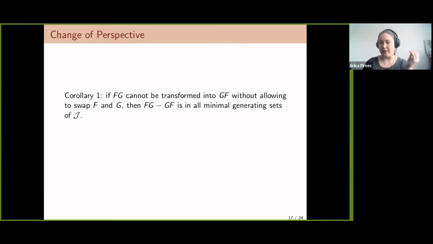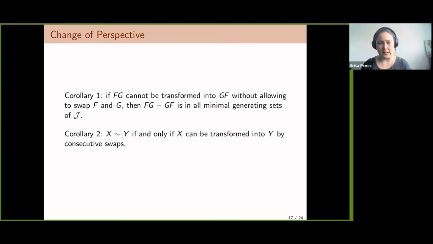But now if fg minus gf is in that ideal, well then I can actually transform fg into gf by swapping these fi's and gi's. But if the only swap I can make is f and g, that's a contradiction. So therefore one of the generators of j has to be this fg minus gf. I cannot remove that generator. And this holds in all minimal generating sets that are a subset of the original set.